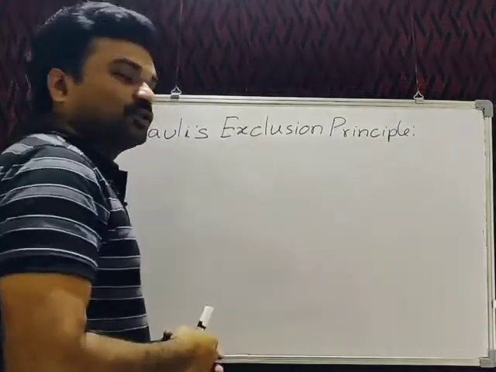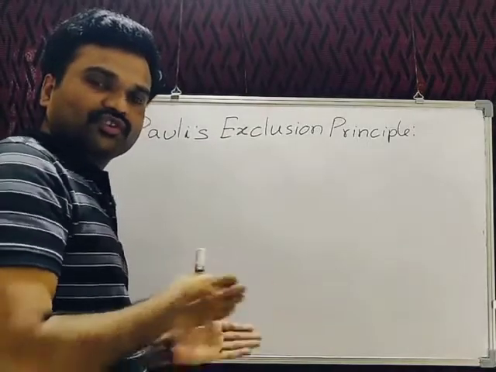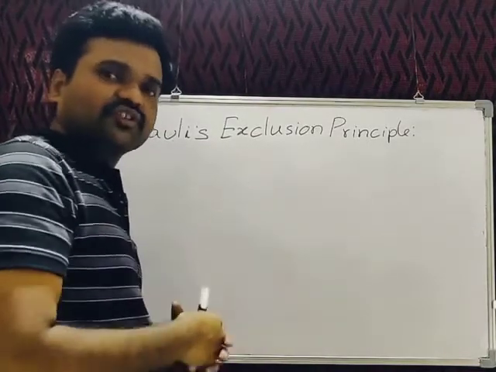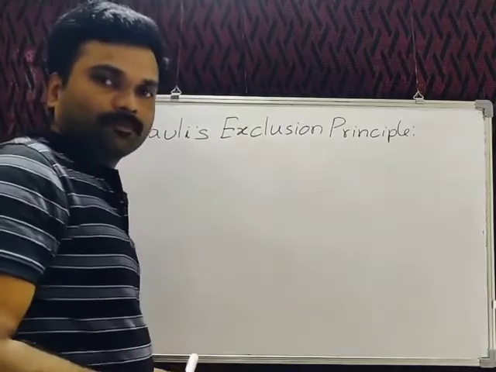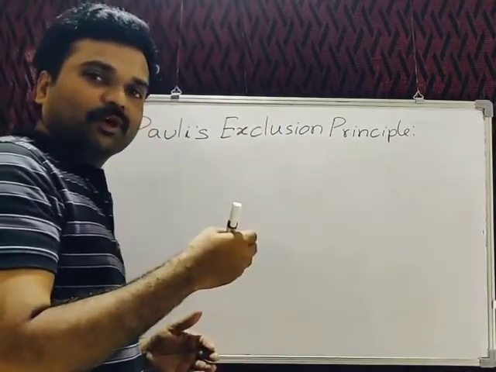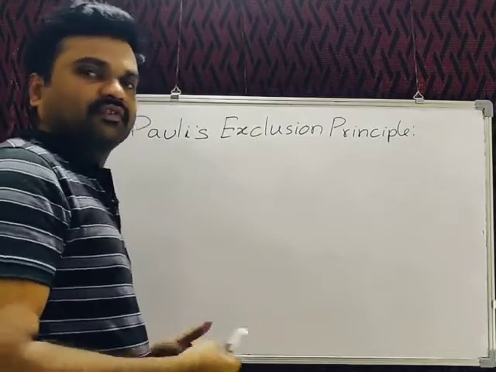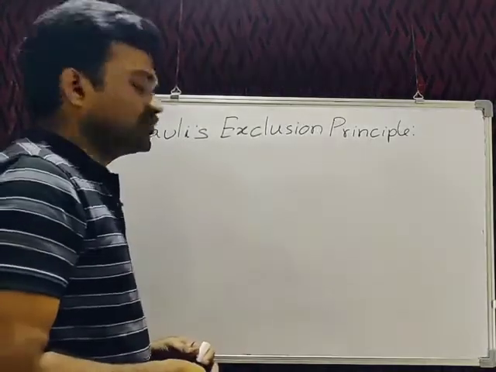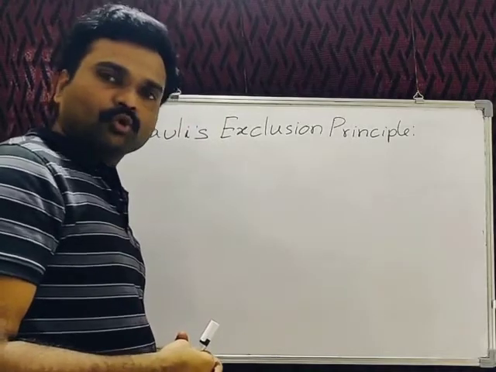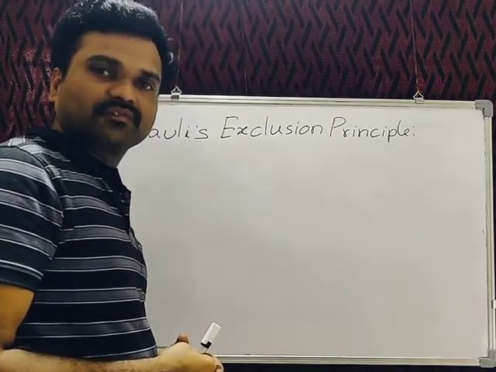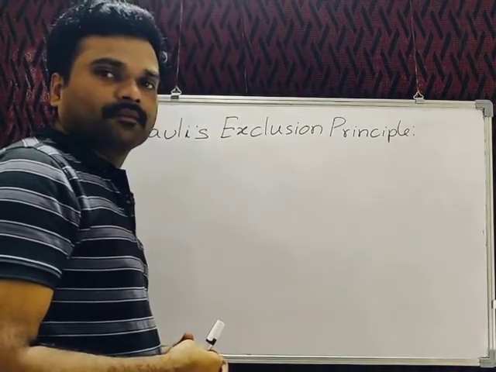Now in Pauli's exclusion principle we are going to study how electrons are occupied in a particular orbital, and how many electrons can be accommodated in an orbital. This you can understand from Pauli's exclusion principle. It states that no two electrons in an atom have the same set of quantum numbers.